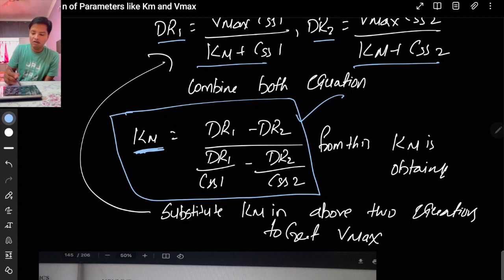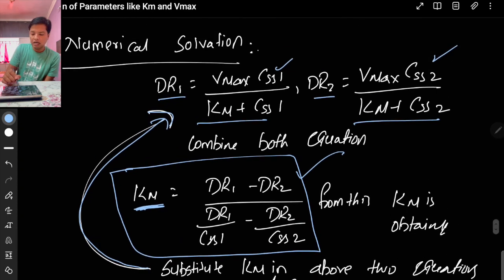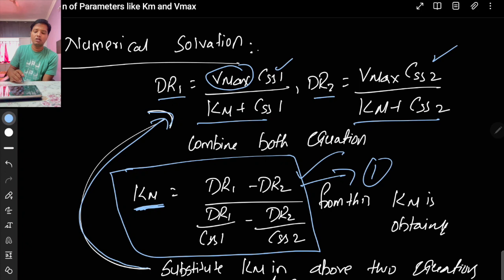Once you get the value of Km, substitute this Km value in any one equation. You know Dr1, you know Km, you know CSS1. Now you can find the value of Vmax. You know the Km by rearranging the above equation. Okay, by combining both equations, you get one equation. This is the equation which you got by combining both the equations.